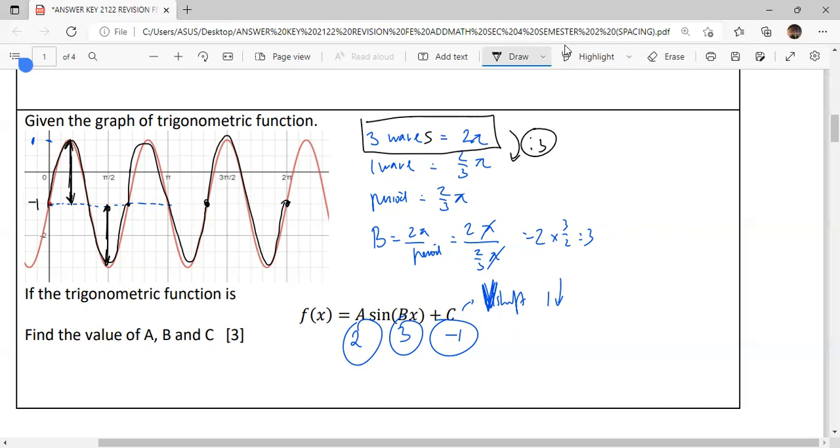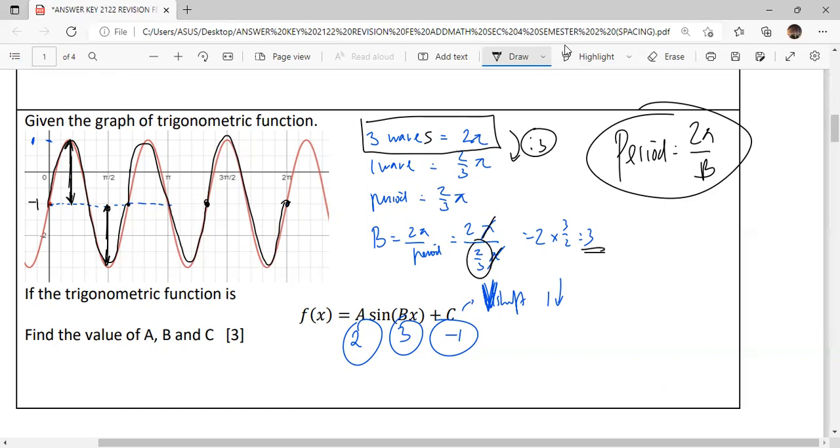So you know that 1 wave is 1 period, right? 1 wave is period. So to calculate b, 2 pi over period. Why? Because period equals 2 pi over b. You just switch the b and the period. So b equals 2 pi over period. So 2 pi over 2 over 3 pi, you can cross the pi, and then 2 times 3 over 2, just do the simple multiplication of fraction, 3.